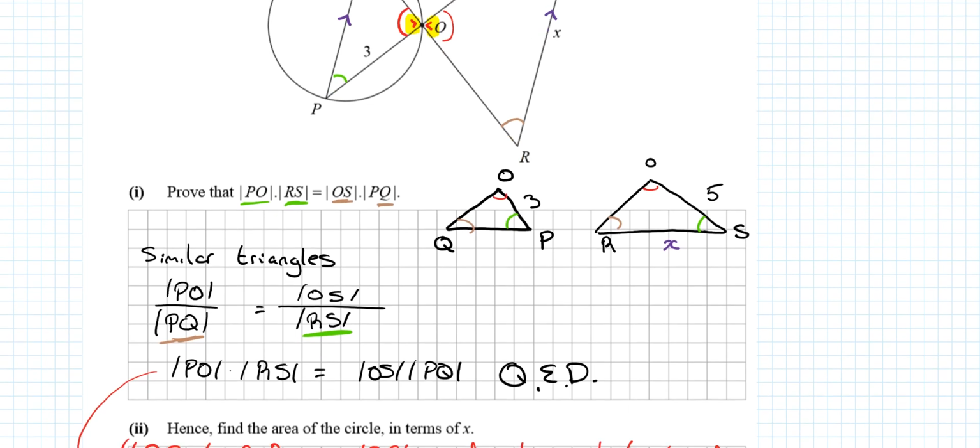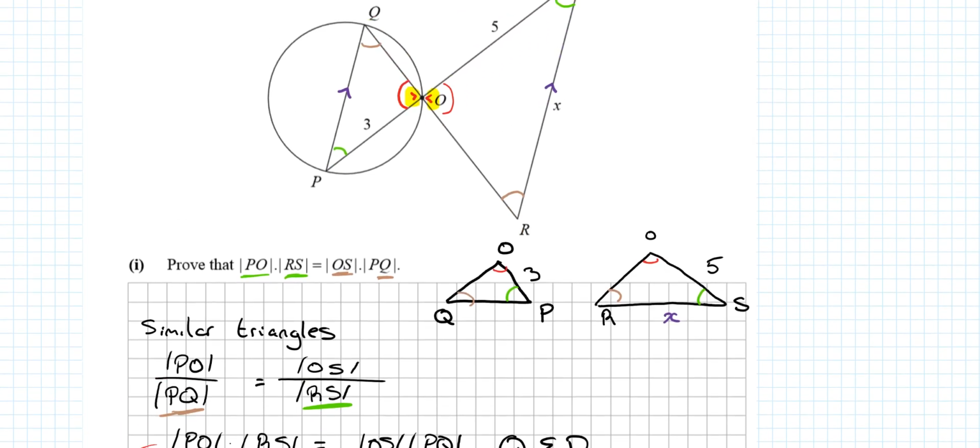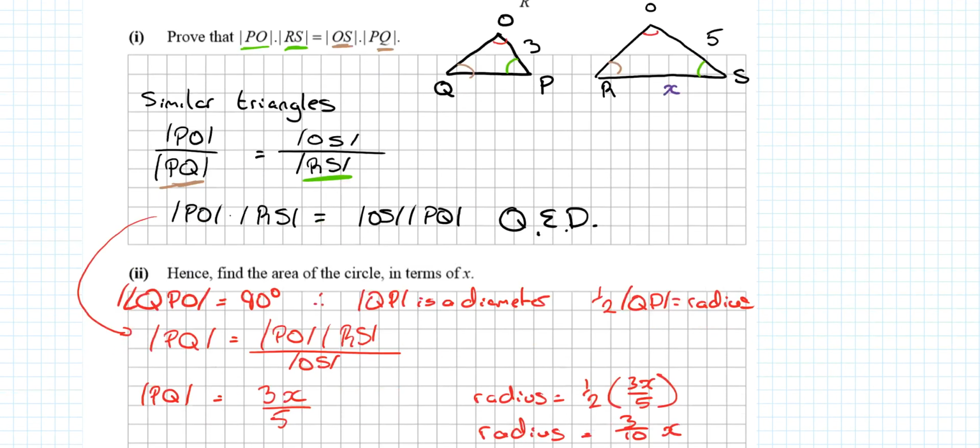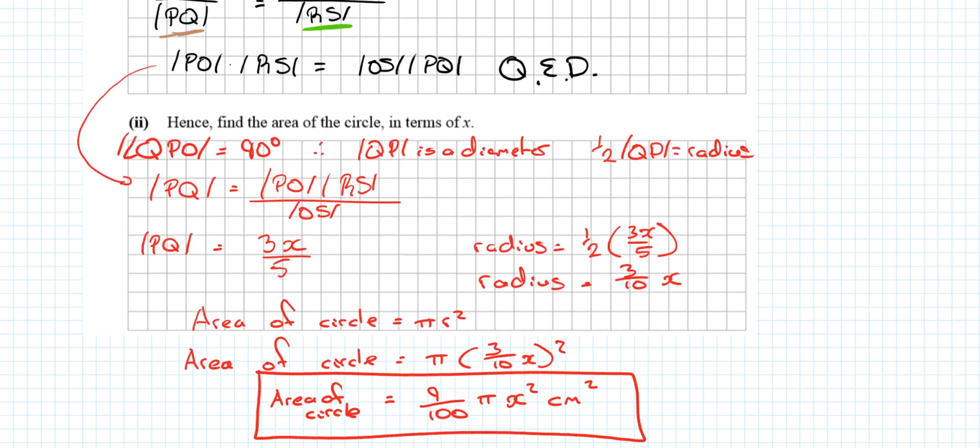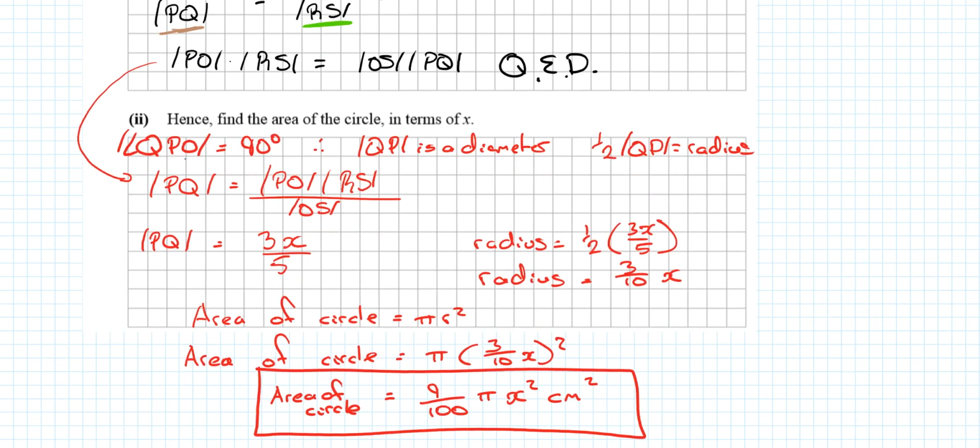Hence, find the area of the circle in terms of X. Okay, well, remember, I said this is the diameter. The area of a circle is pi r squared, so I need the radius. So I need half of QP. I need to be able to find QP on its own. So I said QPO is 90 degrees. Therefore, QP is the diameter, and half of QP is the radius.